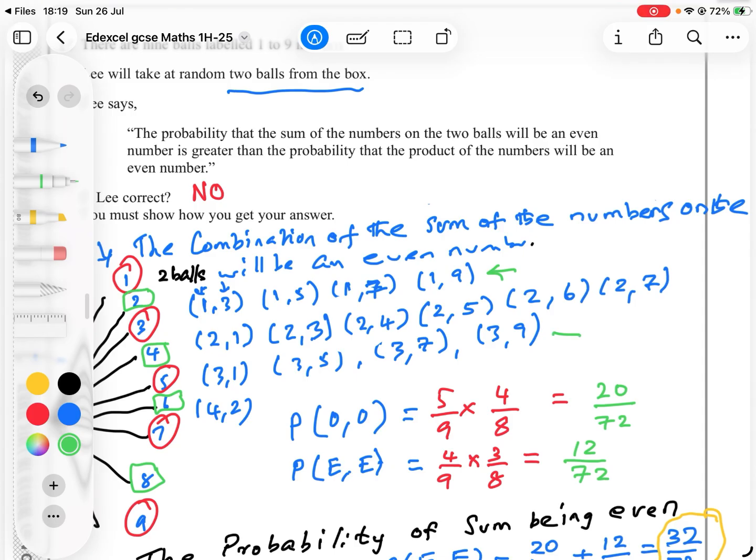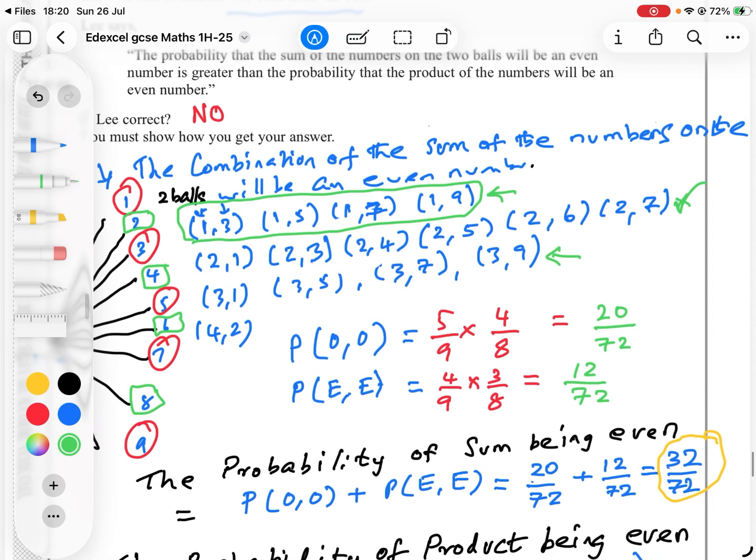When you add this one, even number. When you add these, not even. Some of them are even. 2 plus 6, even number. But 2 and 3, odd number. So this is an example for the combination of the sum of the numbers on the 2 balls being an even number. This is one of the examples. We can write more. So here is an easy way to do it.